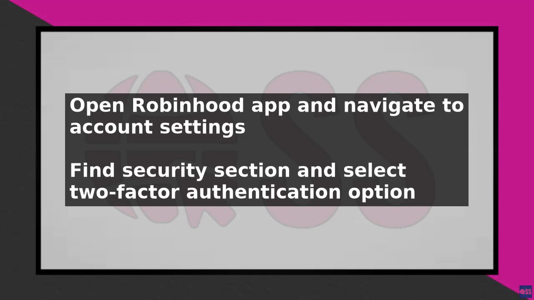To add Robinhood to an authenticator app, you will need to enable two-factor authentication on your Robinhood account and then link it to your authenticator app. Start by opening the Robinhood app and navigating to the account settings. In the account settings, find the security section and select two-factor authentication.